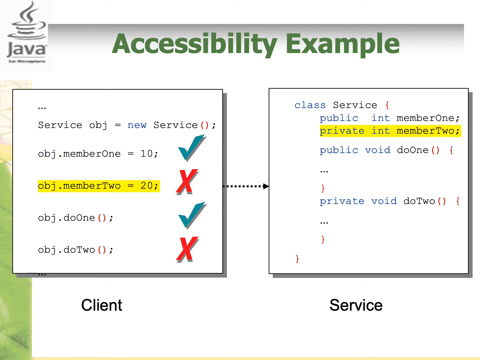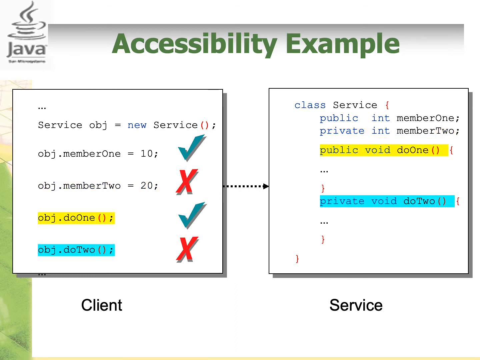On the next line, we cannot do object.member2 equal to 20. This is because in the Service class, we say that member2 is private. When it is private, it cannot be accessed by classes outside of the Service class. It can, however, be accessed within the Service class. We will look at that example in the next few slides.